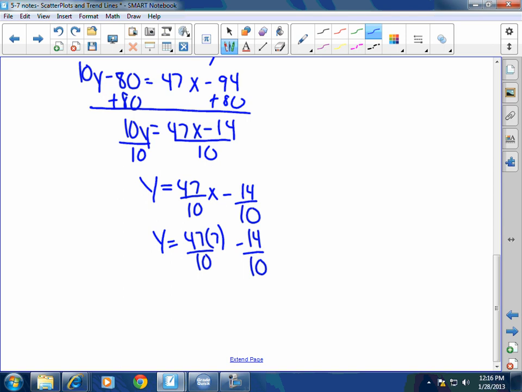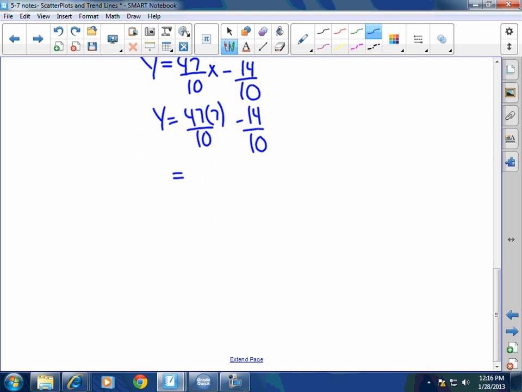Make sure you do it correctly, though, guys, in the calculator. The way you would do it is, in your calculator, you go 47 times 7, okay? Hit equal. That's going to be 329. Then just go divided by 10. So that's going to be 32.9 minus 1.4, right? 14 divided by 10 is 1.4. So this is going to equal 31.5 pounds.